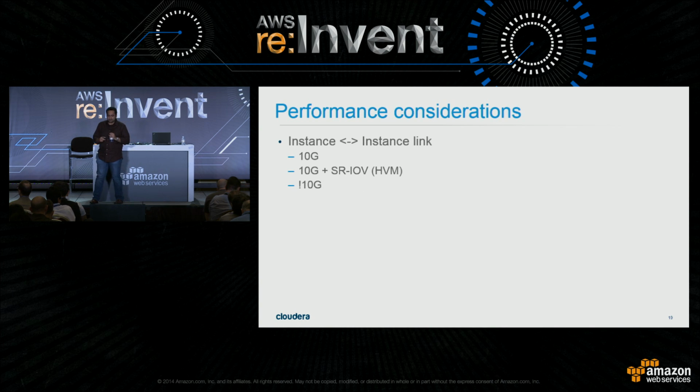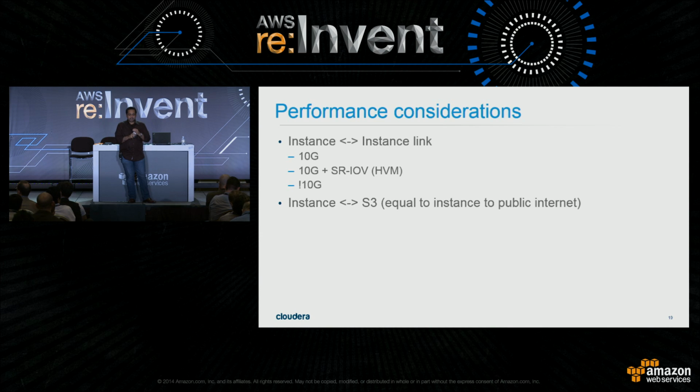Then there are performance considerations from a networking standpoint. The instance-to-instance link is important because you have replication happening in HDFS. MapReduce jobs have shuffle and sort phases. So do Spark jobs, and you need a good network at that point. Some instances come with 10 gig. Some instances come with 10 gig with enhanced networking, and you have to use the HVM AMIs for that. And there are other instances that don't have a 10 gig link. They have low, medium, or high network, and that does have performance implications. So we'd recommend using the ones with 10 gig or 10 gig plus SR-IOV as much as possible.